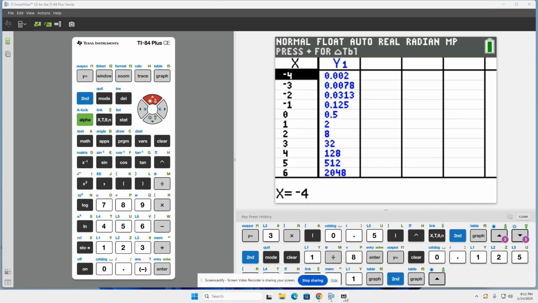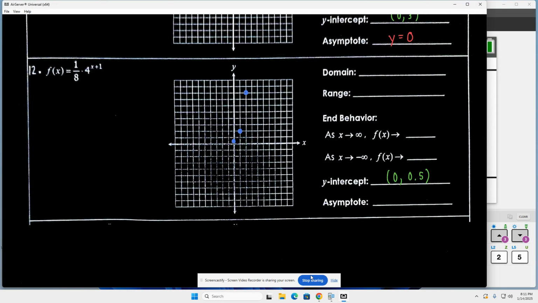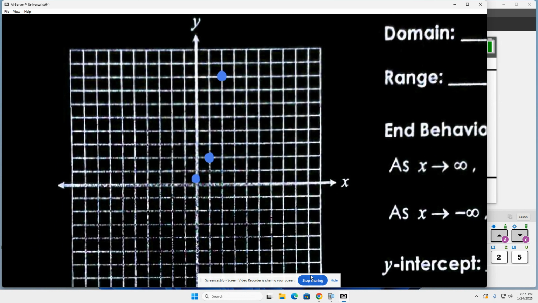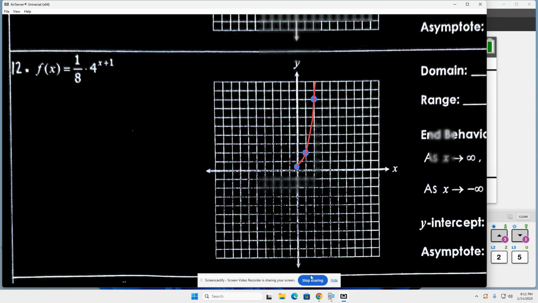So let me go back to my paper and again, remind you, the way we're going to graph this is we're going to go through our points, but we're never going to cross our asymptote. Now, what is that asymptote, though? We'll go back real quick. Does it have a vertical shift? Is there anything right here? No, there is no vertical shift. That means it does not go above the line y equals 0. So just like the last one.